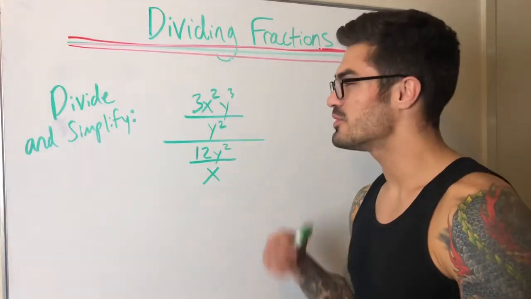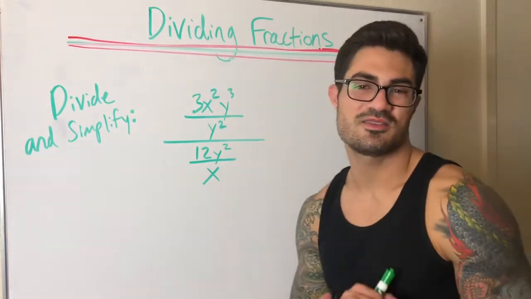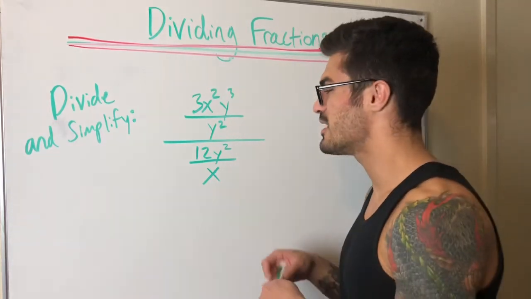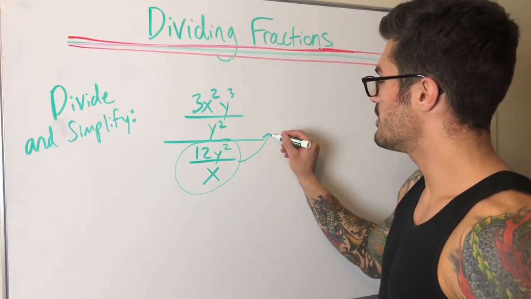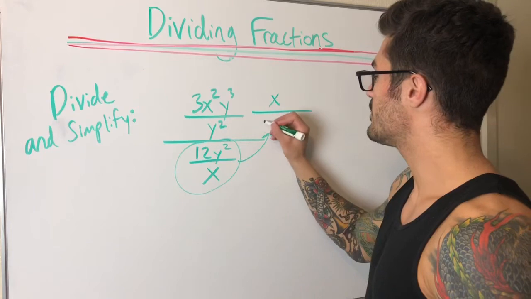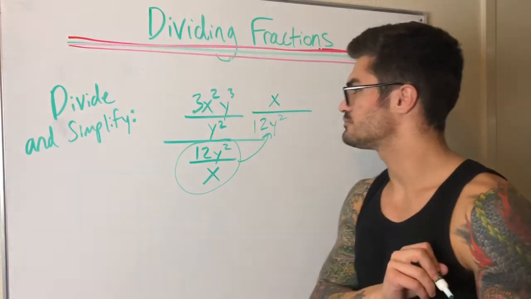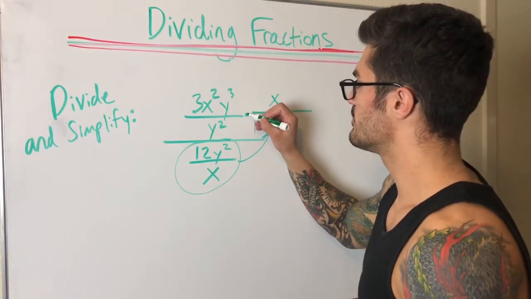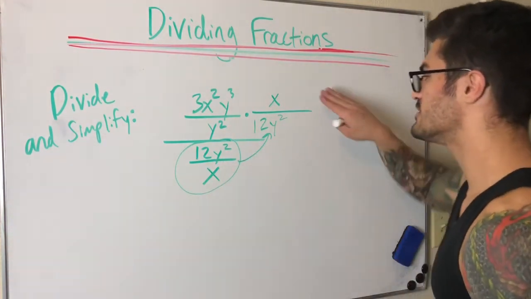All right, last example here. We got different variables now. But yet, the more complicated this gets, it's really not. It's the same process every time. What is the denominator? This right here. So I'm going to bring it up and I'm going to flip it. x is on top. On the bottom is 12y squared. So now I simply just multiply across, put my times there, and I'll basically combine these into one fraction.